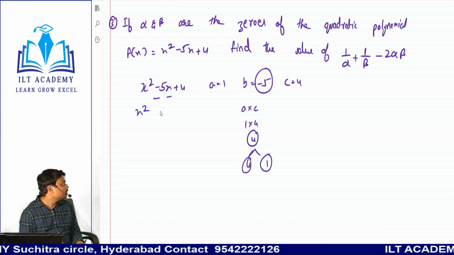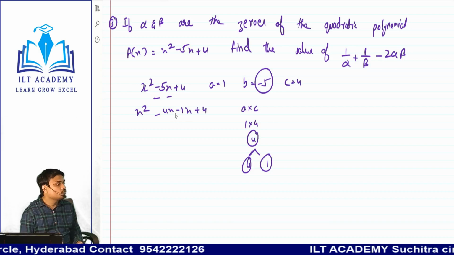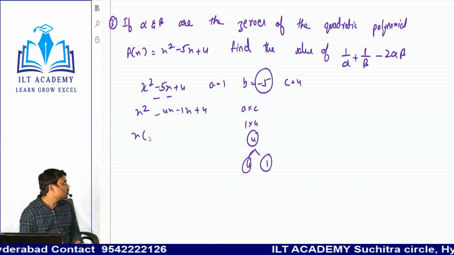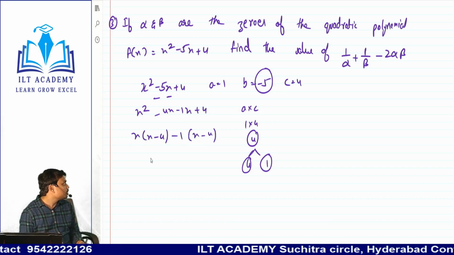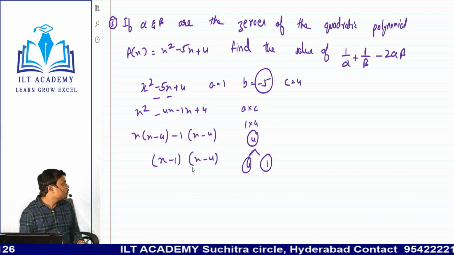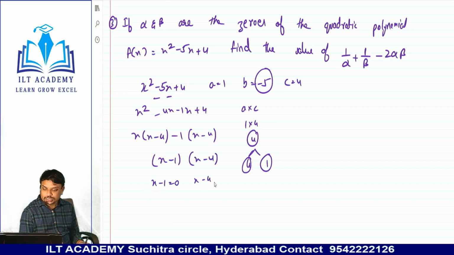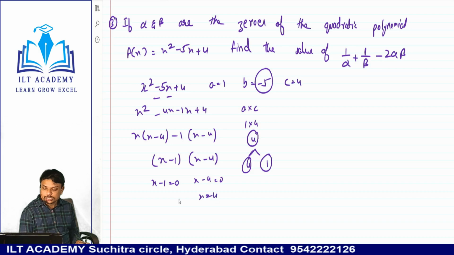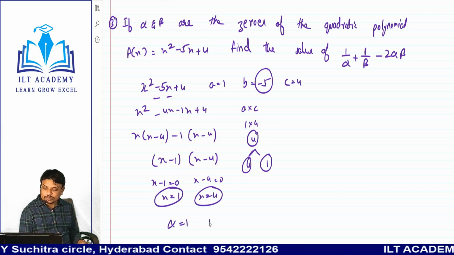Again x square minus 4x minus 1x plus 4. Any doubts? So x if I take common, x minus 4, minus 1 if I take common, x minus 4. Now (x minus 1) into (x minus 4). Clear? So x minus 1 is equal to 0, x minus 4 is equal to 0. So x is equal to 1, x is equal to 4. Okay, so alpha is equal to 1, beta is equal to 4.